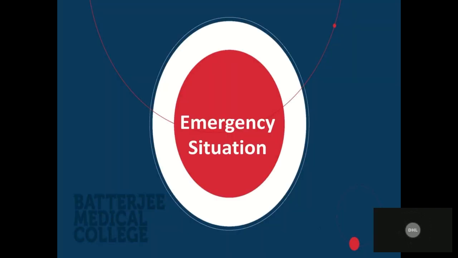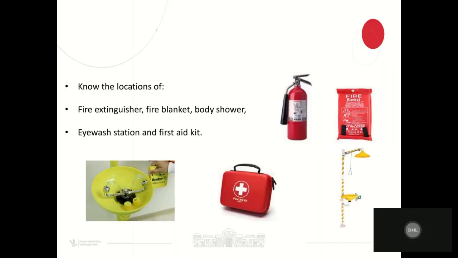What you can do if you have any emergency situation. You need to know the location of this equipment: fire extinguisher, fire blanket, body shower, eye wash station, and finally the first aid kit for faster engagement.